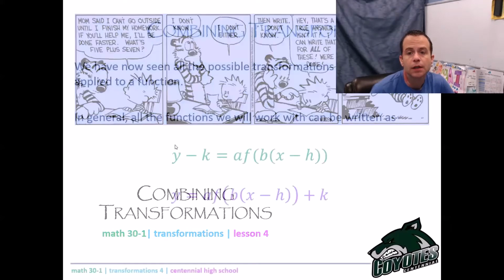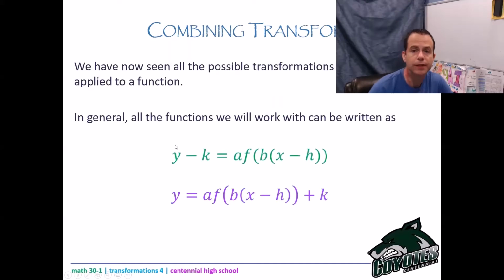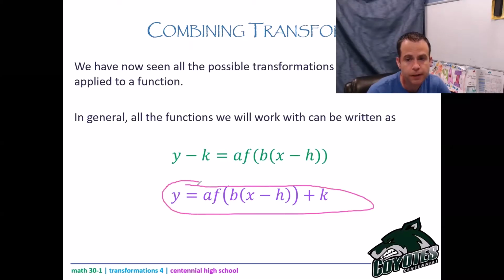Okay, so in general, okay, sorry, I missed the top there. We have now seen all possible transformations that can be applied to a function. In general, all functions we work with can be written like this. Now, if I had a choice between the green and the purple, really, I think it's easier to go with the purple graph, or the purple equation, sorry. Before you start describing transformations, always have it as y equals, okay? It's just a really good habit to get into, and it will help you a lot as you go through this. So we have an a parameter, we have a b parameter, we have an h parameter, and we have a k parameter. We're gonna go through each one of those.